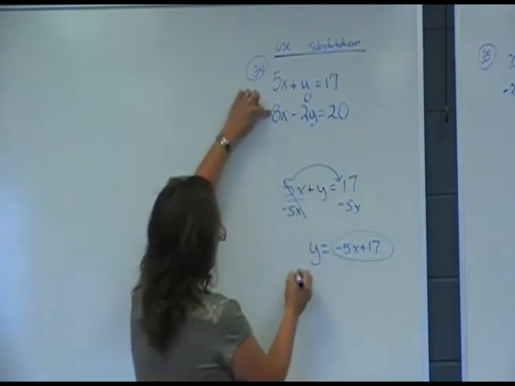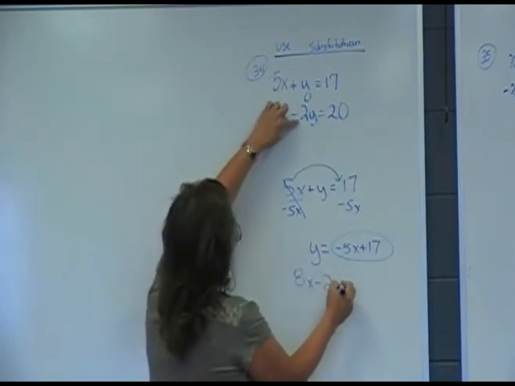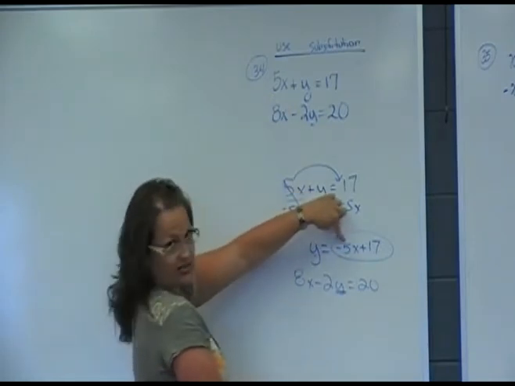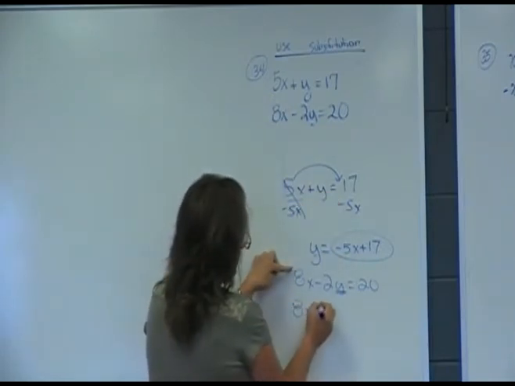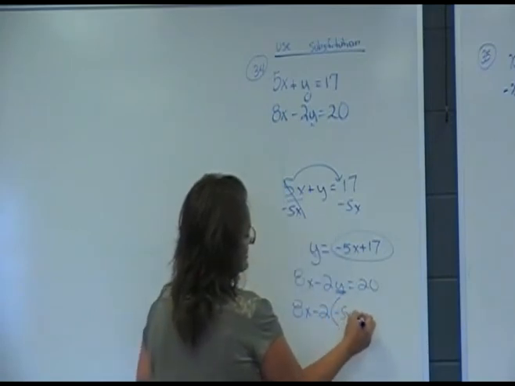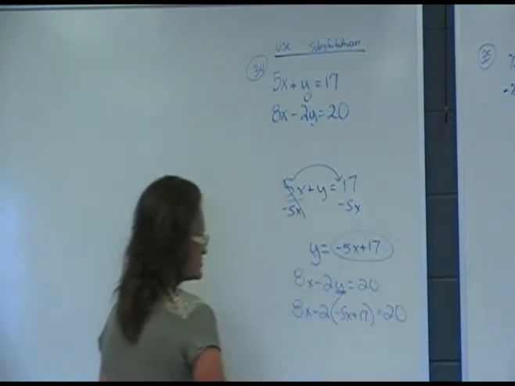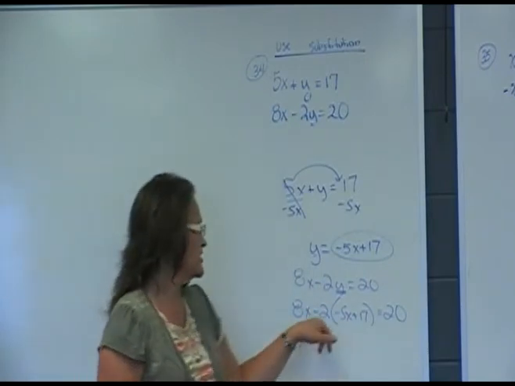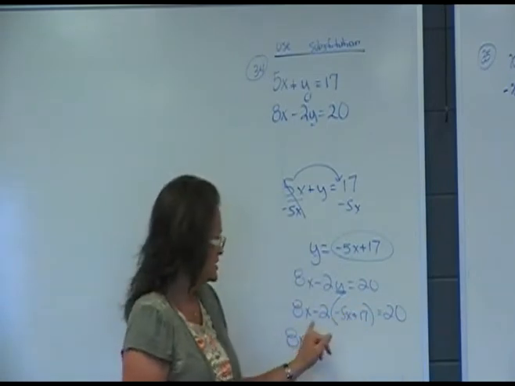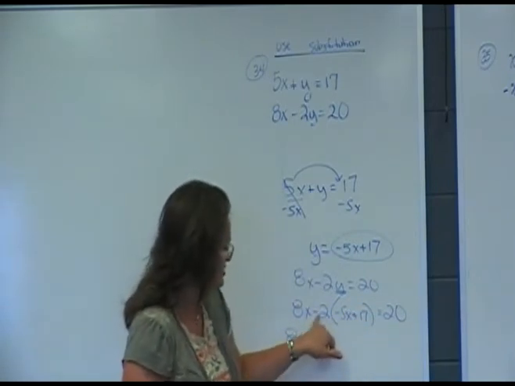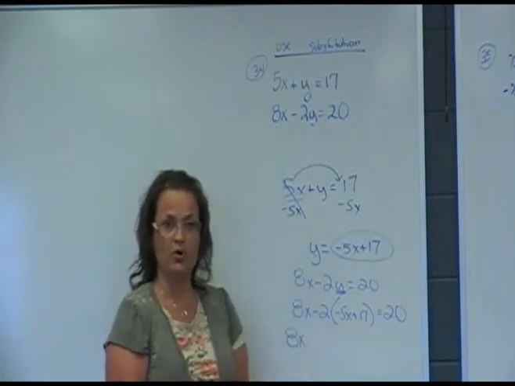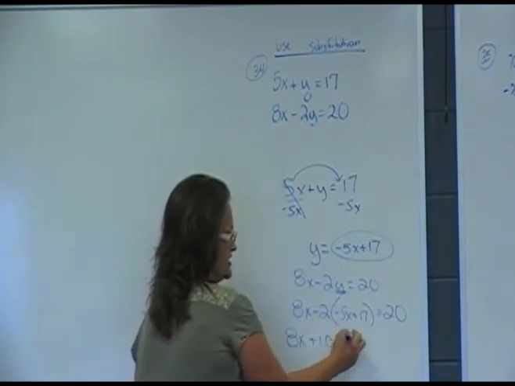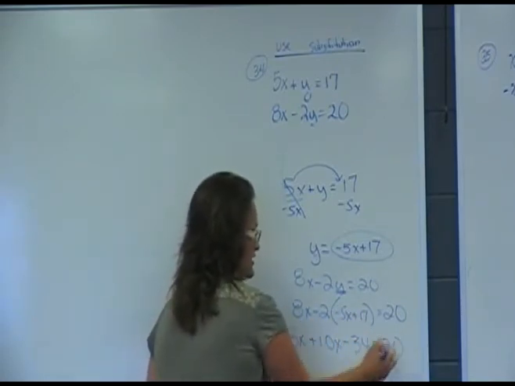So we take the second equation, 8x minus 2y equals 20, and we swap out this y for what it says y is equivalent to. So 8x minus 2 times (negative 5x plus 17) equals 20. All right, then we're just doing an algebra problem again, solving an equation. The negative 2 is being distributed, so it's going to be positive because negative 2 times negative 5 makes a positive 10. So we get 10x, then negative 2 times 17 is negative 34, equals 20.